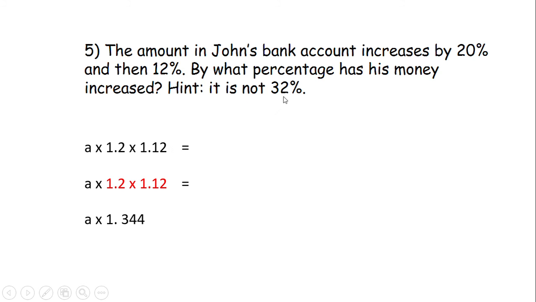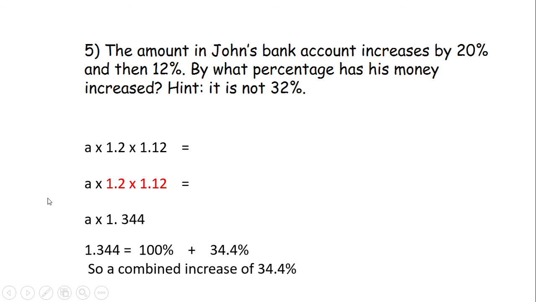Okay, so it doesn't just increase by 32% because the number's getting bigger, and then it's the bigger amount that's increasing by this. So you're actually increasing it by more than 32%. This here is called the combined multiplier. Okay, and we can go from here to knowing that that is an increase of 34.4%, because it's 100% of the original amount plus 34.4%. Okay, and that's what the multiplier means.